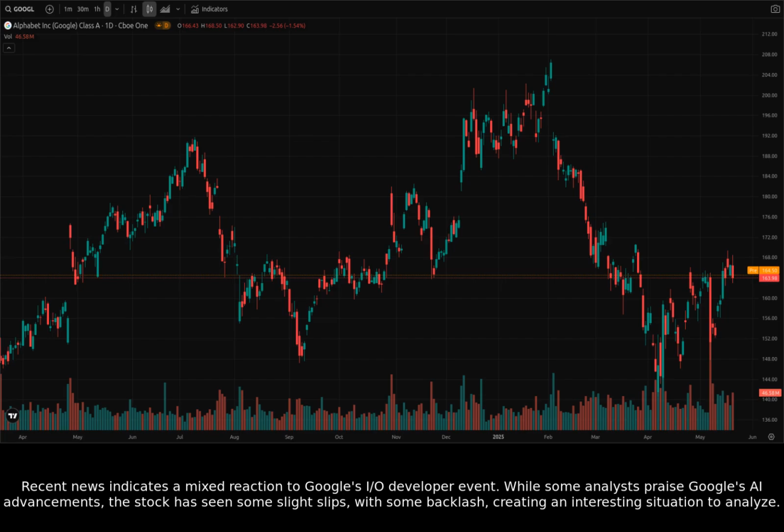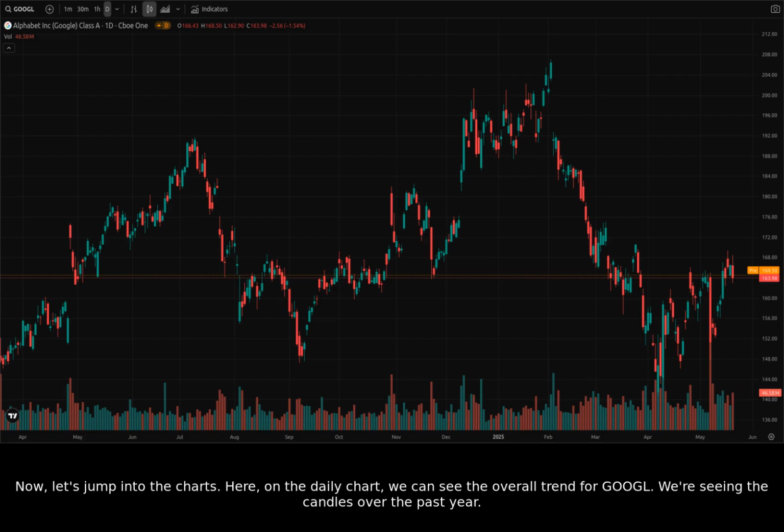Recent news indicates a mixed reaction to Google's I/O developer event. While some analysts praise Google's AI advancements, the stock has seen some slight slips, with some backlash, creating an interesting situation to analyze. Now, let's jump into the charts.